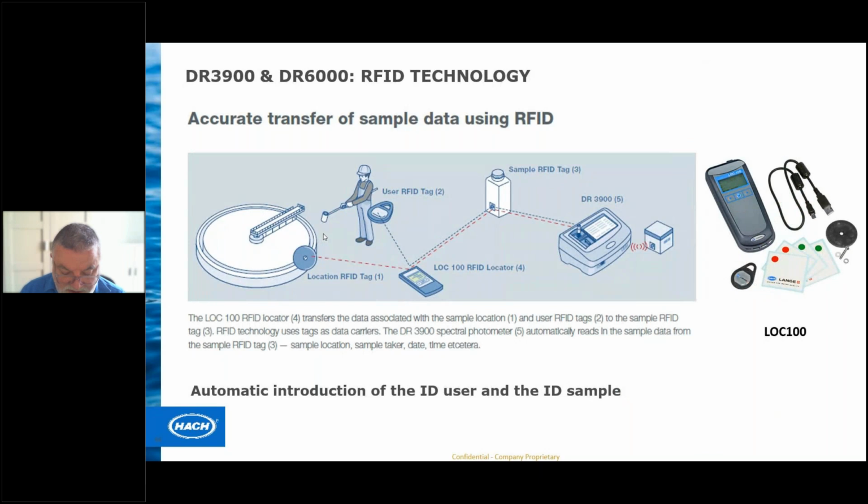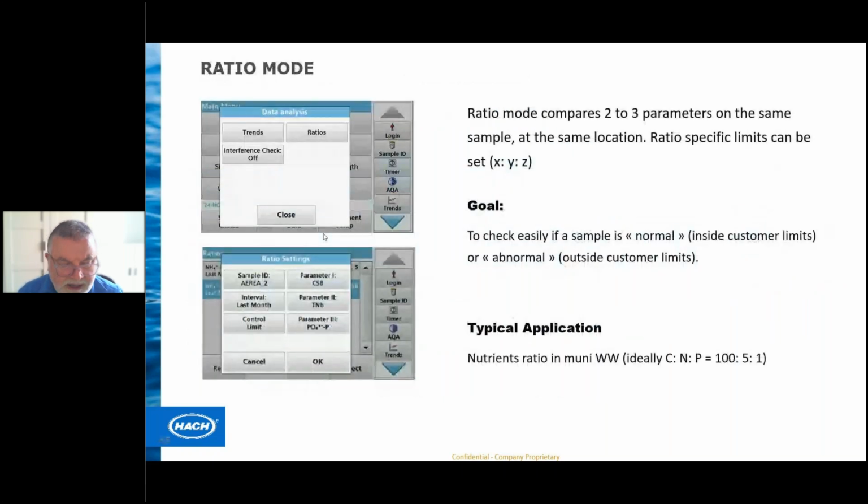We have seen the use of the RFID function for updating methods by presenting the box in front of the device. But RFID is also used to simplify the sample management. Thanks to the LOCK 100 and RFID labels stuck on the sample bottles, the operator can automatically enter his name, the name of the sample, the collection location on the plant and the date, and back in the laboratory, all he has to do is to pass the bottle in front of the device to transfer all this information to the meter.